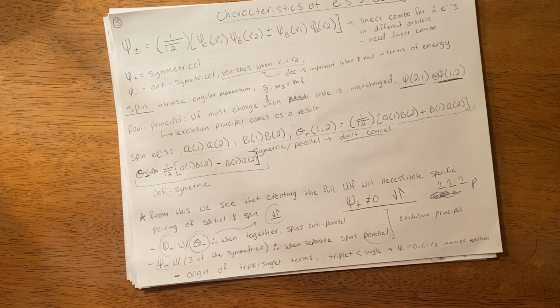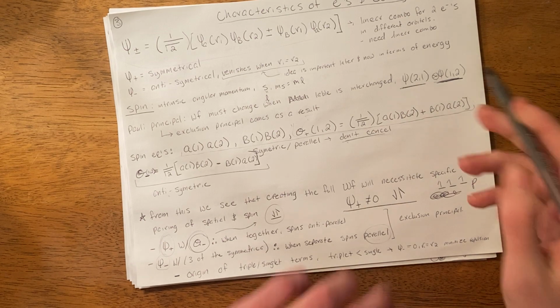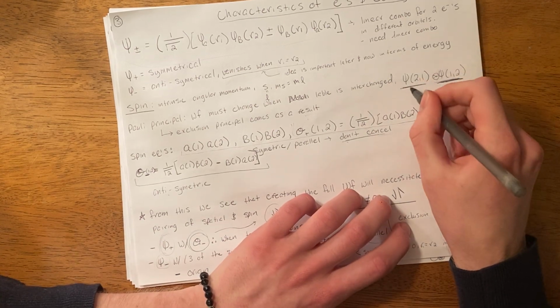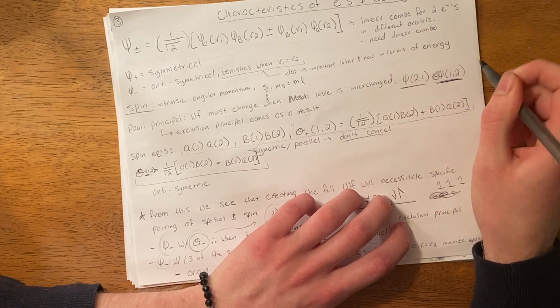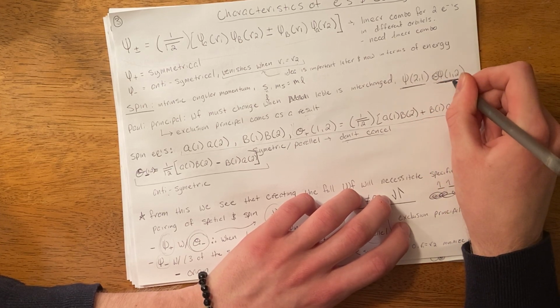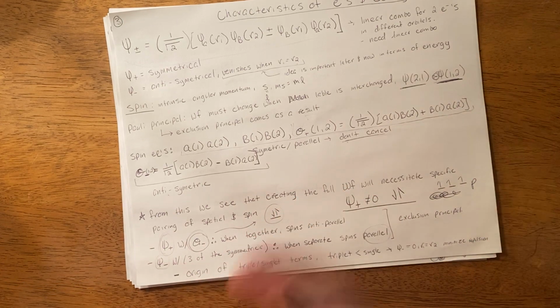And then an important factor that we have to deal with here is the Pauli principle, which basically says the wave function must change sign when the labels of the 2 electrons are interchanged. So essentially we need this to happen. We need the wave function to become negative when we interchange the labels on these 2 particles. So how does this all combine with spin and the spatial wave equation?